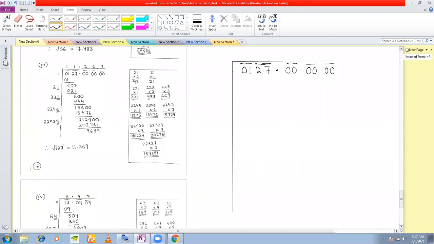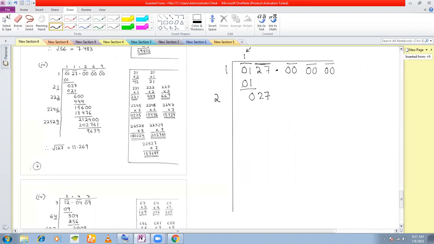Okay, now we start. Look at the first pair, 0, 1. The square number is 1, which will give you 1. So 1 into 1 will give you 1. So here you are getting 0. Now you bring down this pair 27. Right? Now what you do? You double this 1 here. What do you get? You get 2.